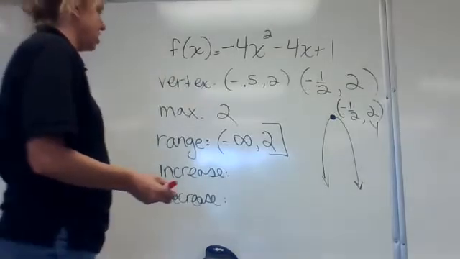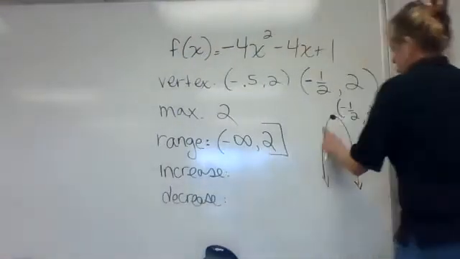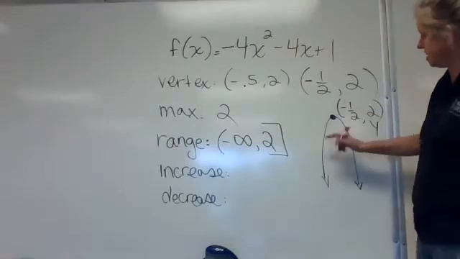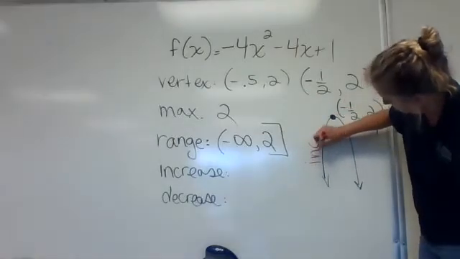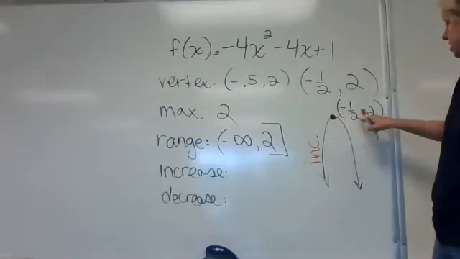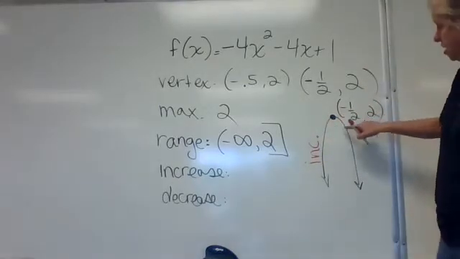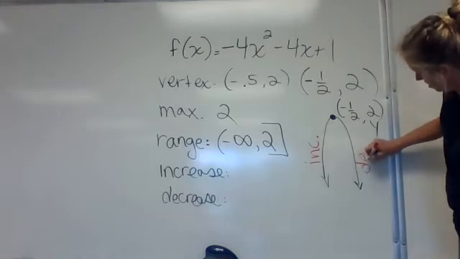All right, then the increase and decrease on this one. When your parabola is upside down, this side is the increase, right? Because the values are going up over here. So there's my increase until they get to this point. Once they get to that point, they go down on the other side.